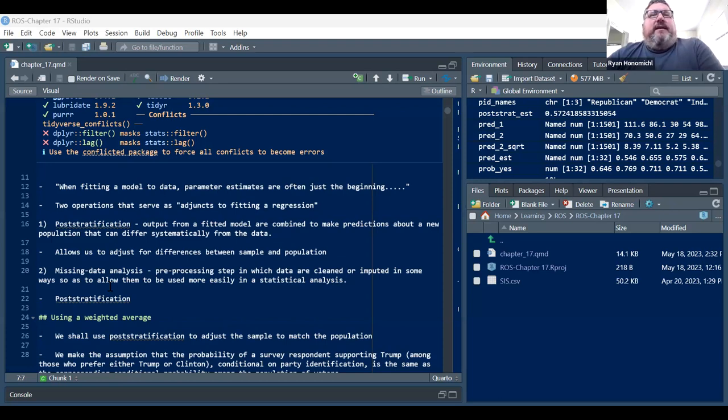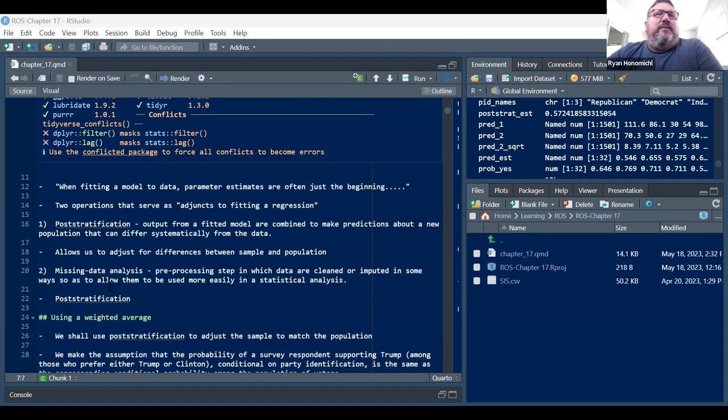or I should say, in the case of missingness, if you do multiple imputation, you're doing stuff pre-estimation. These are both adjuncts to fitting a model, whether they happen before or after.